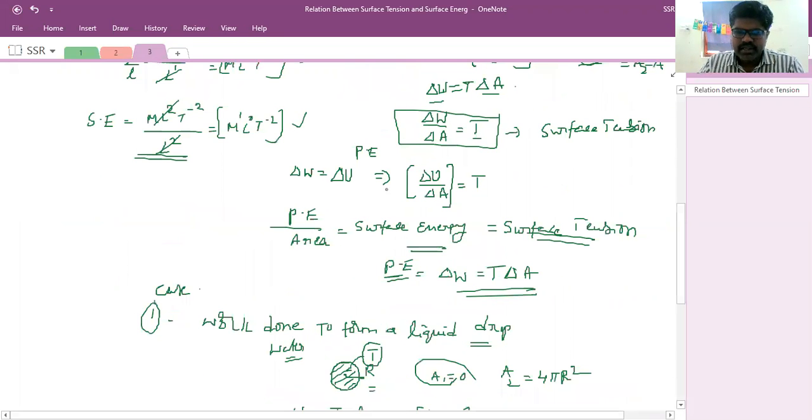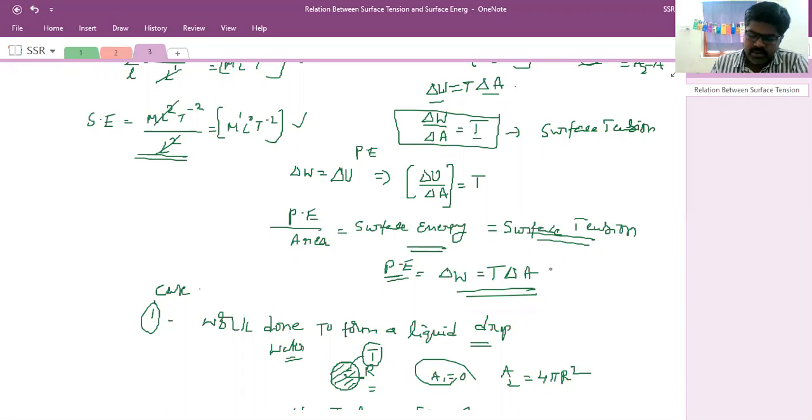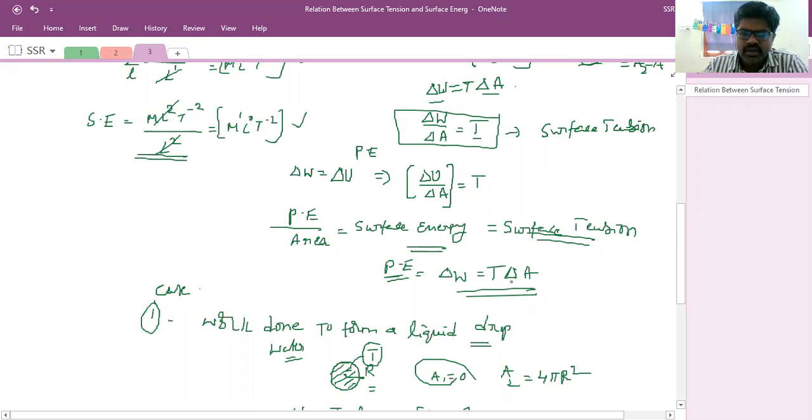Then finally we have taken this equation: delta W is equal to T delta A, or simply we can take W or W dash. W dash is equal to T delta A. What is W dash? The additional work required to increase the surface area. That is the point you have to understand.